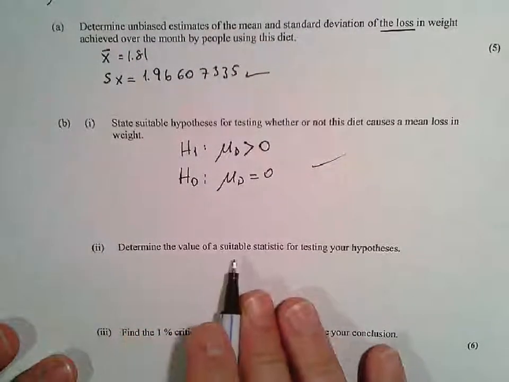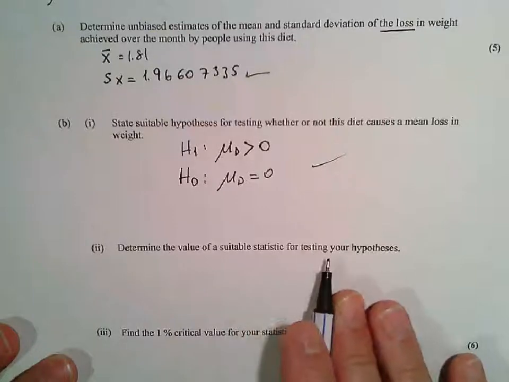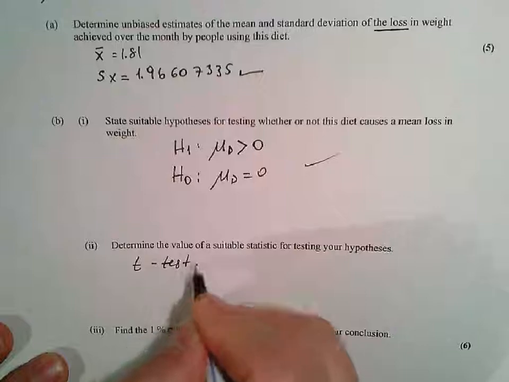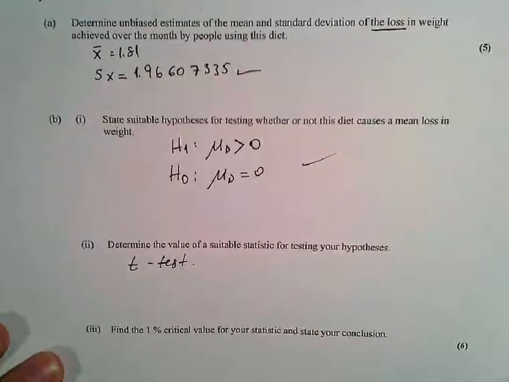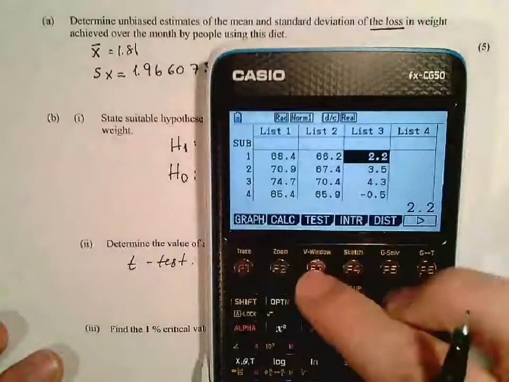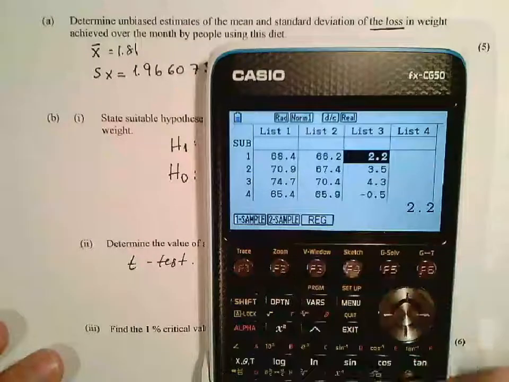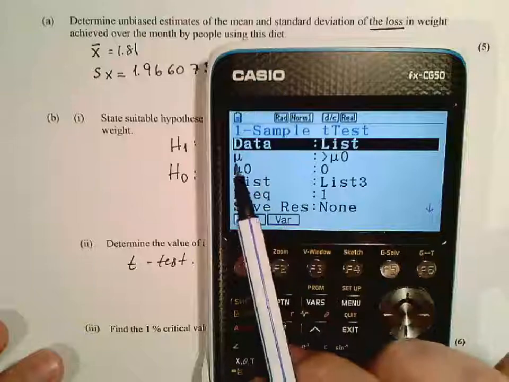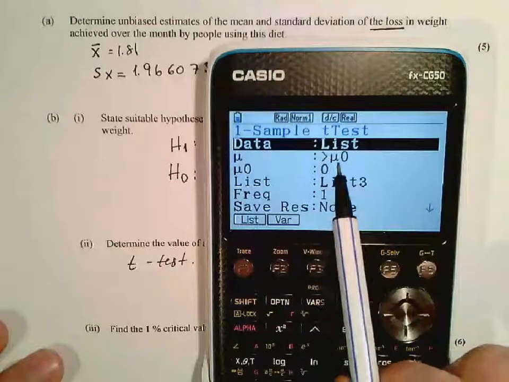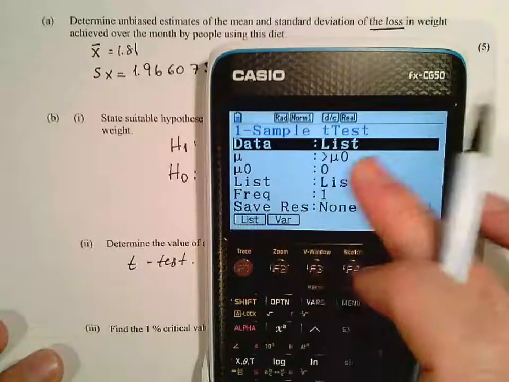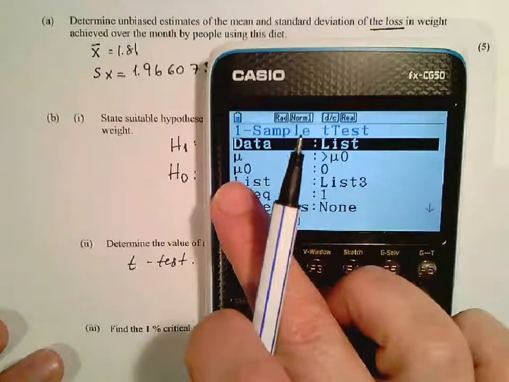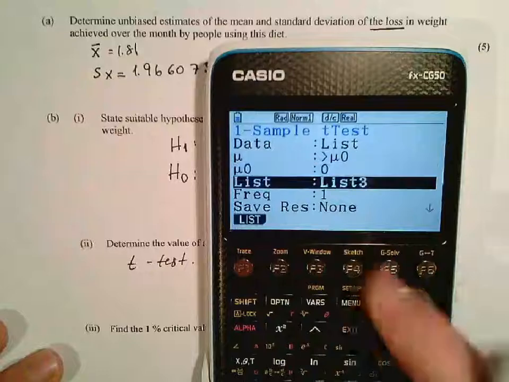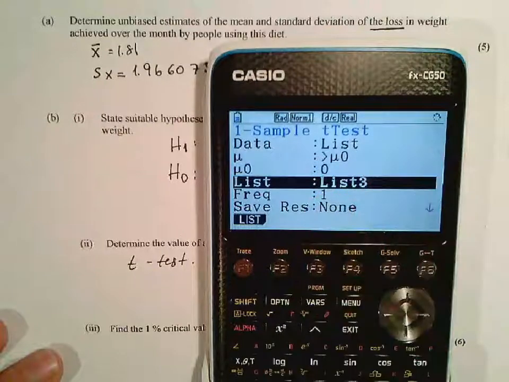Determine the value of a suitable statistic for testing your hypothesis. What test is this? T-test, because we have a sample. Okay, how? Go to the test, T-test, one sample T-test, and from the list, and your alternative hypothesis is greater than mean 0. The null hypothesis is the mean is equal to 0, and then from list 3. All right.